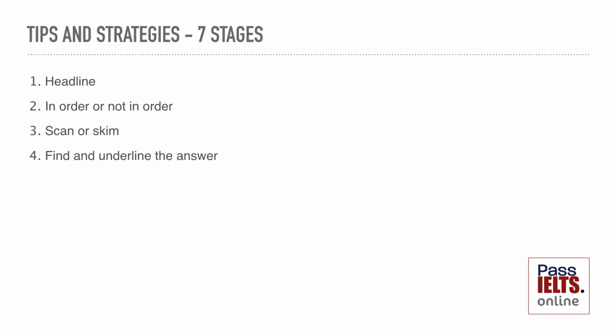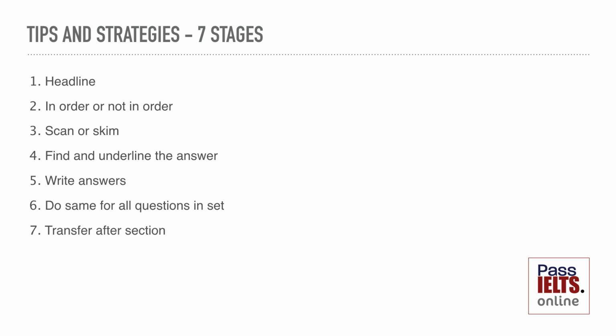In this case, you start with reading question 1. Once you've found the answer, you should underline it. Next, once you've found the answer, you should circle the option that you have chosen. Then you should repeat this process for all the questions in the set. And lastly, you transfer your answers, which are letters, after the section to the reading answer sheet.